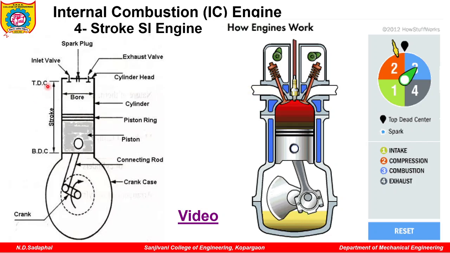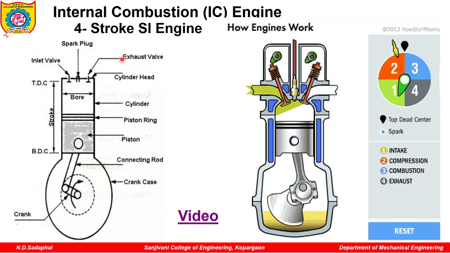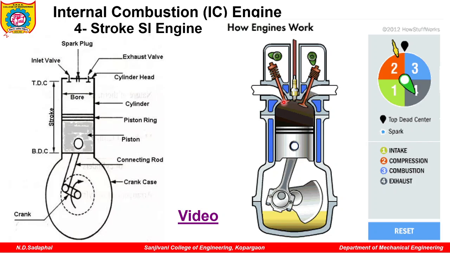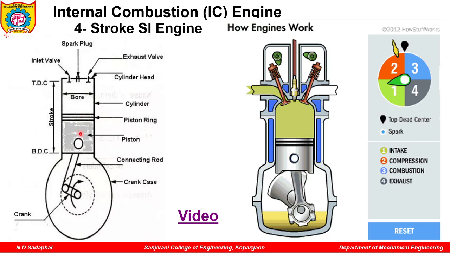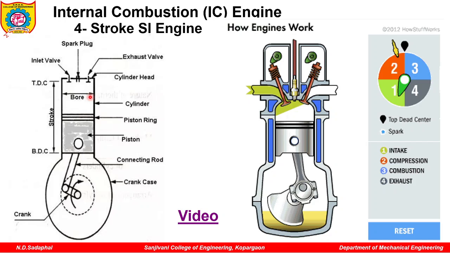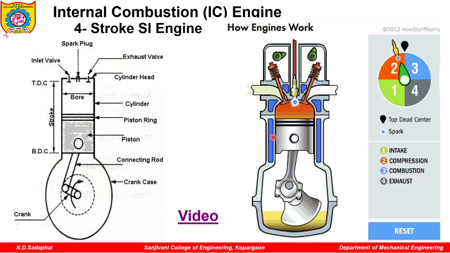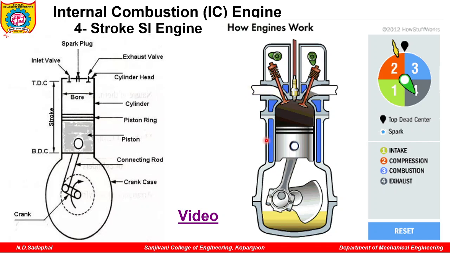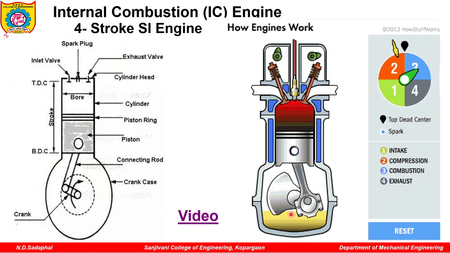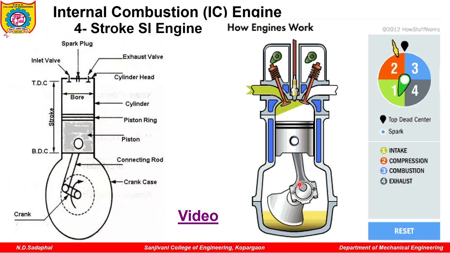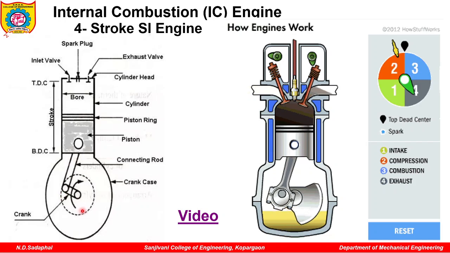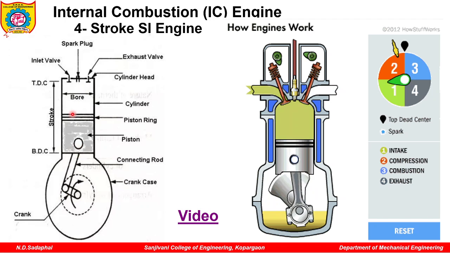You can see there is an inlet valve and an exhaust valve, which is also called the outlet valve. Then there is a piston which moves up and down inside this vertical chamber, called the cylinder. The piston is connected to a rotating member called the crank with the help of a connecting rod. Due to rotation of the crank, the piston moves up and down in the cylinder.